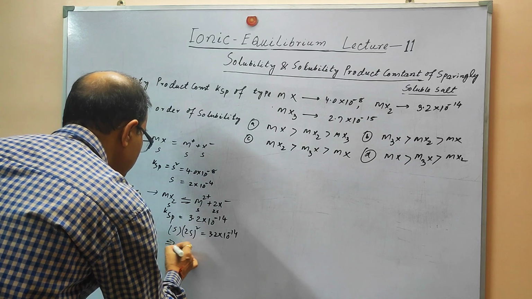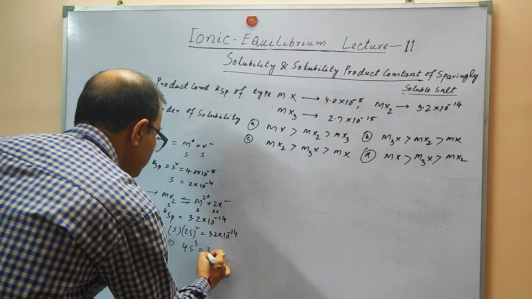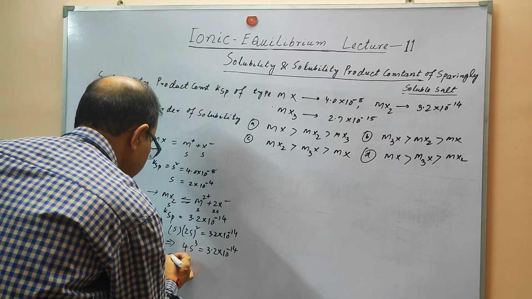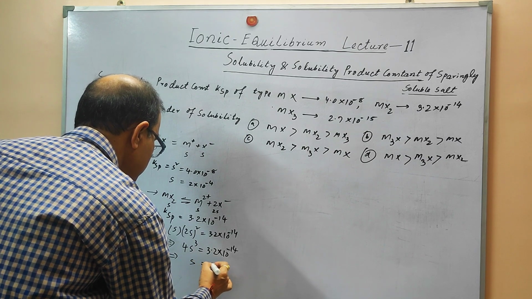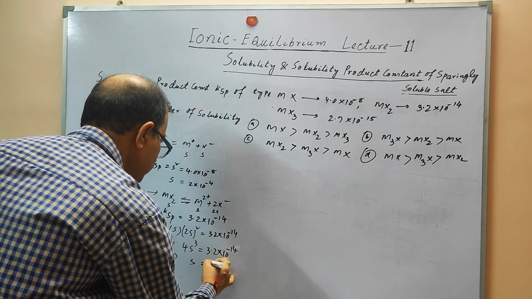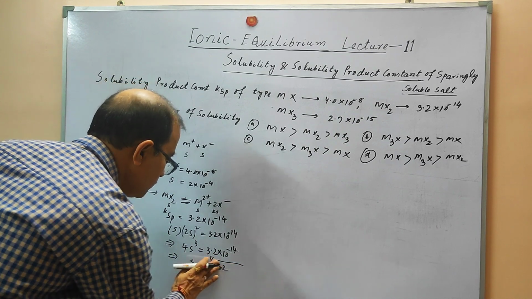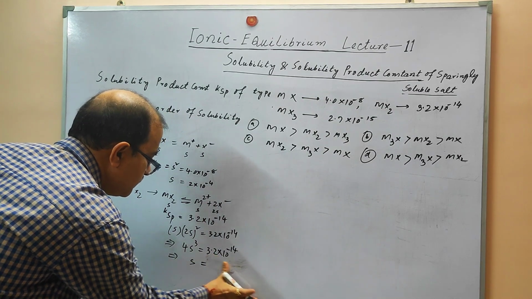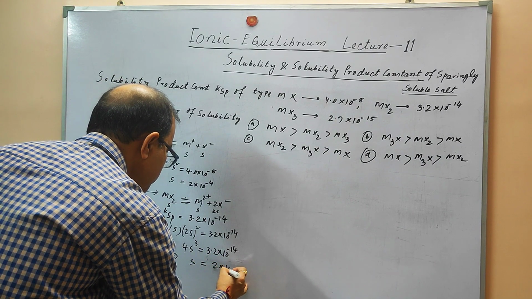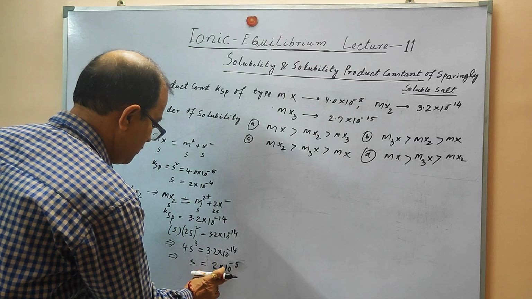So we get 4S³ is equal to 3.2 × 10^-14. So here S equals, if we calculate the cube root of 1 by 3.2 × 10^-14, it will come around, so just writing down the result, 2 × 10^-5. Okay, so this will be the solubility of this.